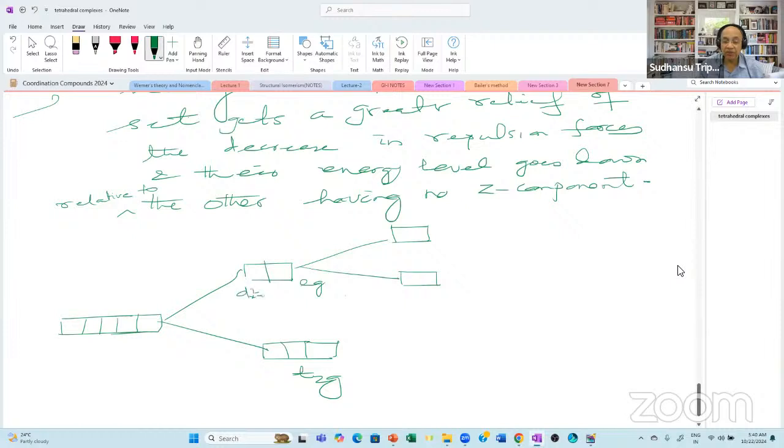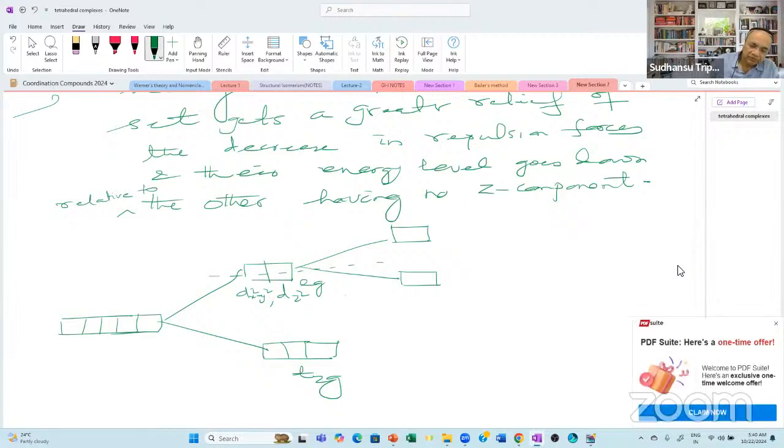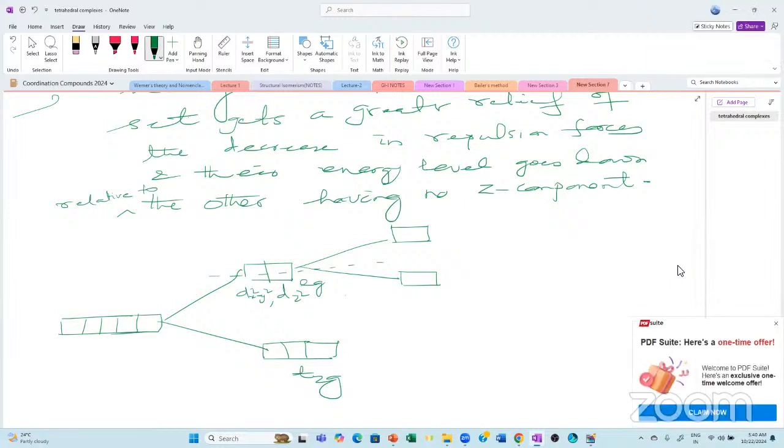This is dx square minus y square and dz square. The one having Z component will get a greater relief of repulsion forces, so its energy will be down. Conversely, the other's energy will be up with respect to this original level. Which one will go up? dx square minus y square. Yes.